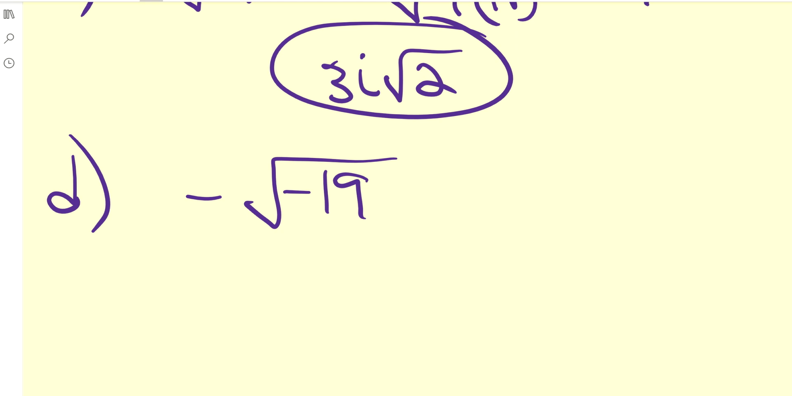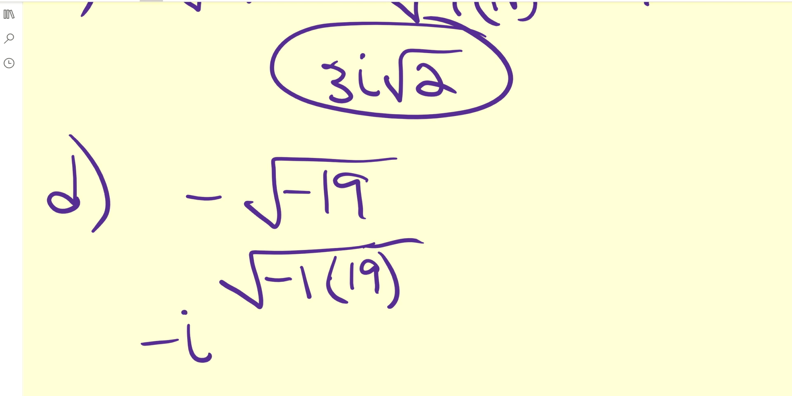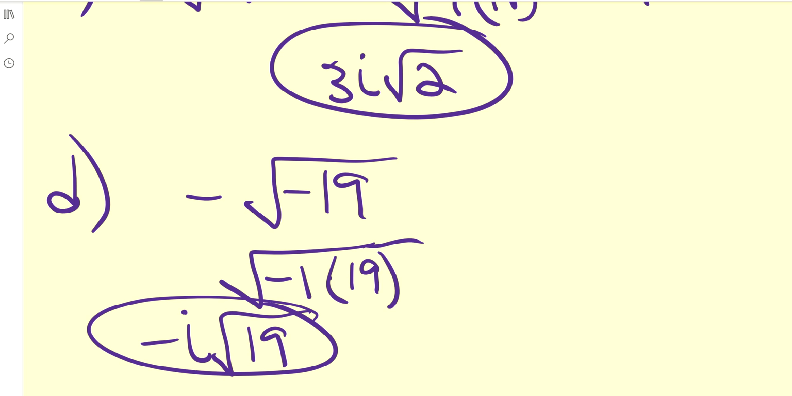Negative on the outside. So this is going to be the square root of negative 1 times 19. I'll put it like that. So the square root of negative 1, again, is i. So I'm going to bring the i out front. That's going to be negative i. And then I've got left the square root of 19, and I can't do anything with the square root of 19. I can't simplify it at all. So I'm left with negative i root 19. That's all I can do. Okay, very good.